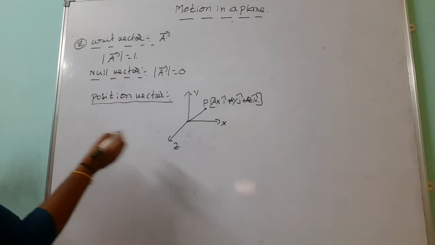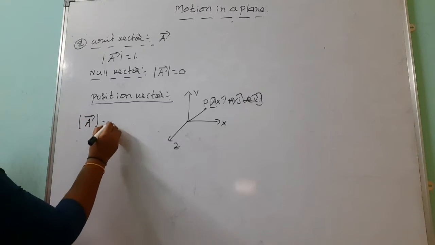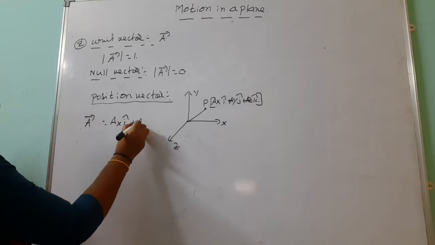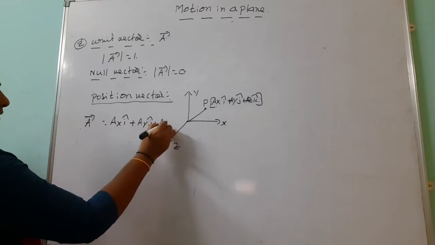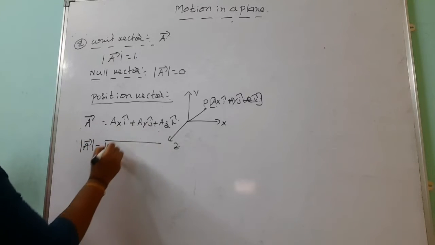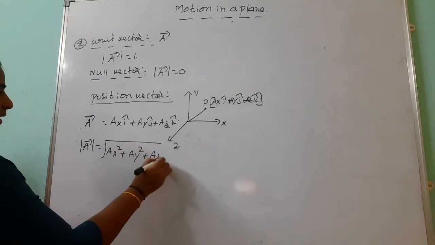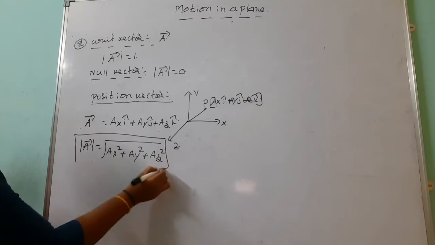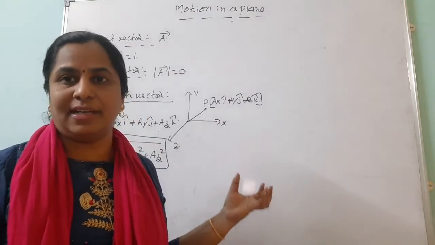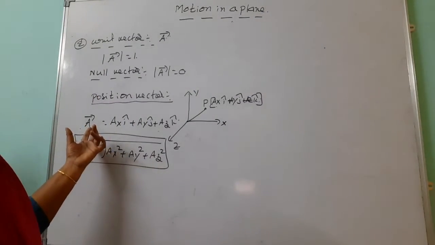Then how to write the position vector of this one? See, first we can write ax i cap, ay j cap plus az k cap. If you want to find out the magnitude, it is under root of i component square ax square plus j component square ay square plus az square. So this is the position vector. Simply we should write it: it gives the position and direction of the particle in space. That is called the position vector. Then you can go through this expression.